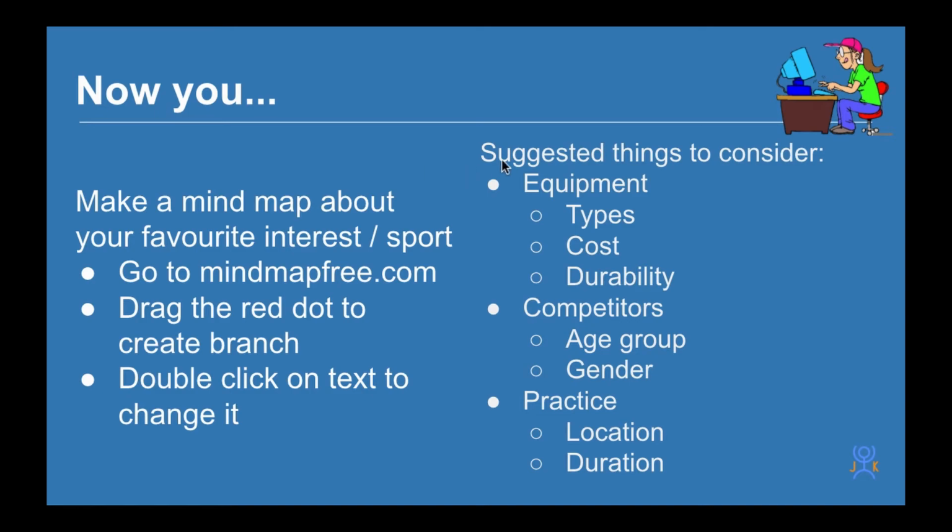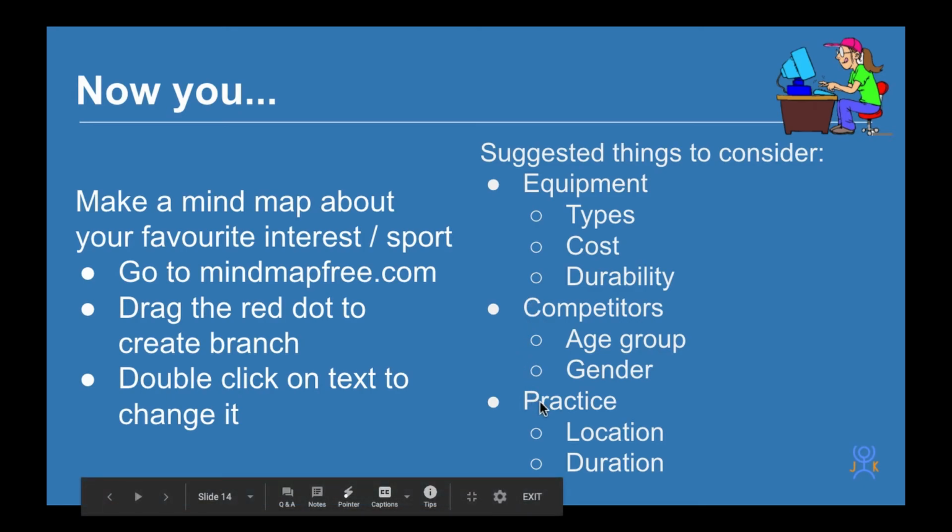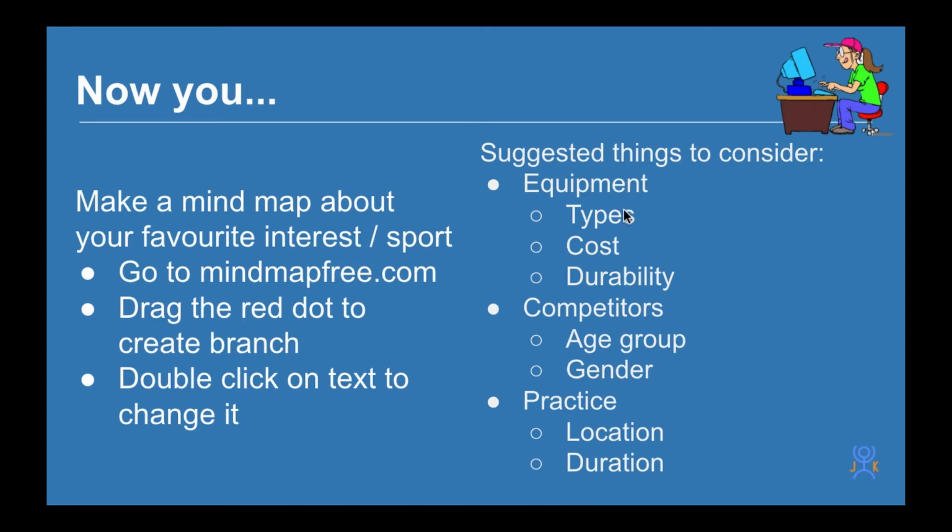And then I suggest, if you're doing sport, for example, some of your main areas might be equipment, competitors and practice, and then breaking down those main areas into smaller branches. You could perhaps choose types of equipment, cost of equipment, how long you will use the equipment for, whether it's single use or some sort of durable thing that you could use many times. So obviously there's loads more that you could put into a mind map apart from that.